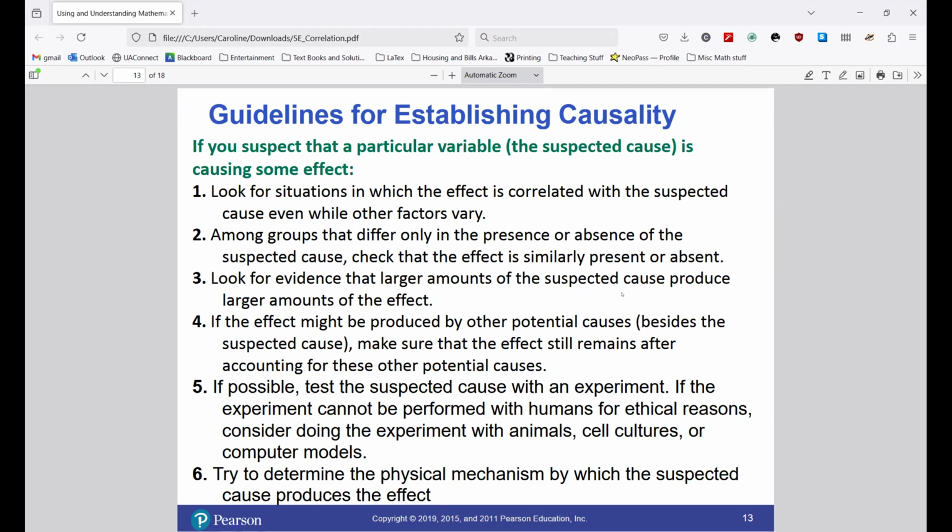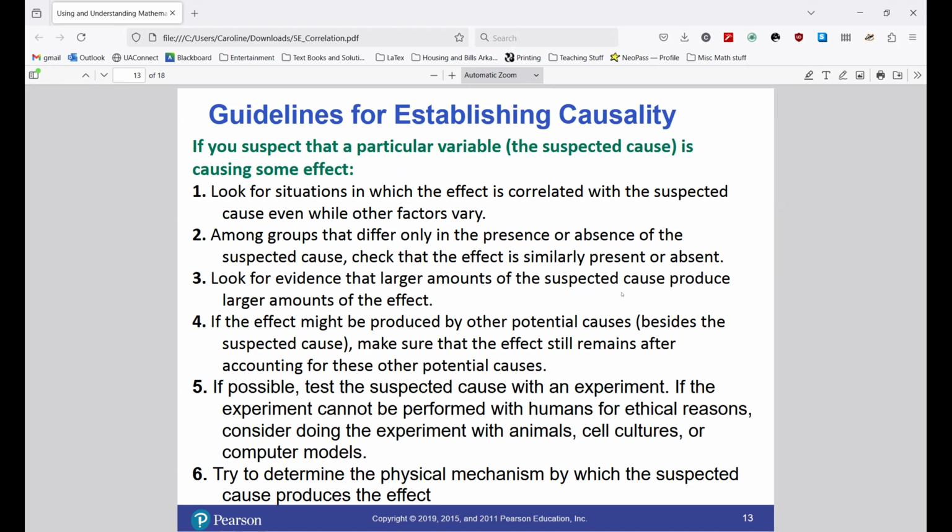If possible, test the suspected cause with an experiment. If the experiment cannot be performed with humans for ethical reasons, consider doing experiments with animals, cell cultures, or computer models. This would be like using crash test dummies instead of real people when testing cars. Then try to determine the physical mechanism by which the suspected cause produces the effect. This is very much in the language of a drug study. A lot of medicine goes through things like this. Testing different drugs is a long and arduous process.